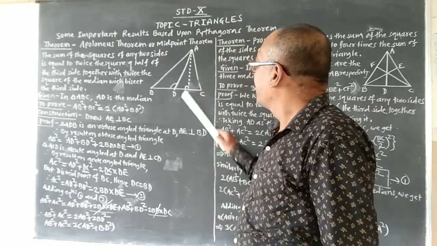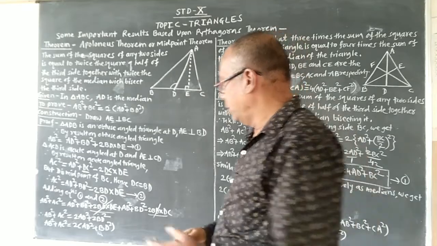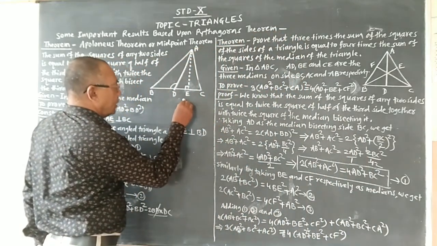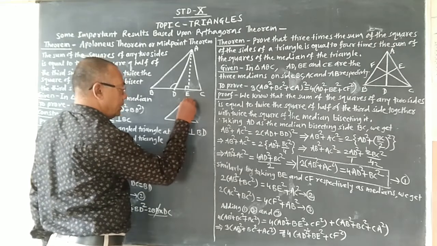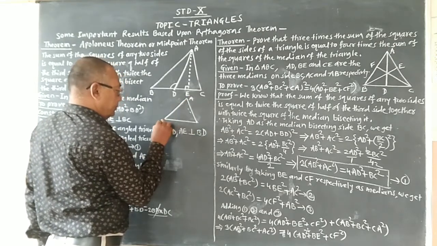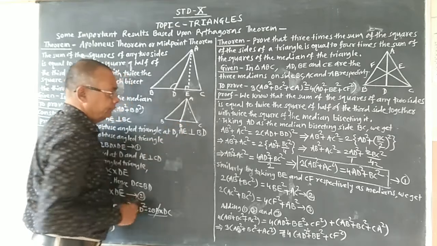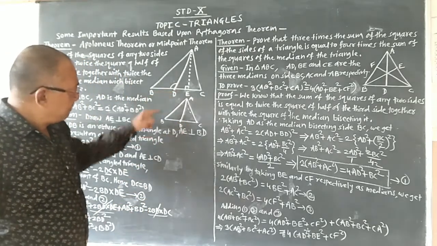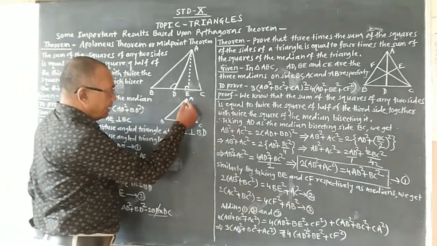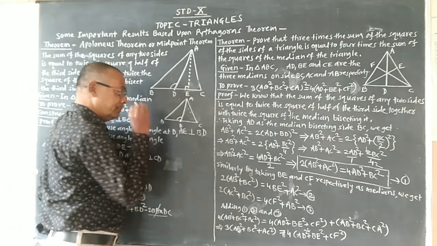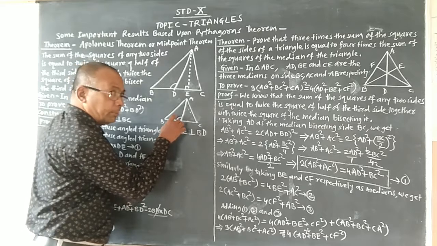So here ABC is a triangle in which, if we draw this triangle ABC, and if we draw a median, that is AD, then the triangle ABC is divided into two parts, that is triangle ABD, which is obtuse angle triangle, because angle ABD is obtuse angle.